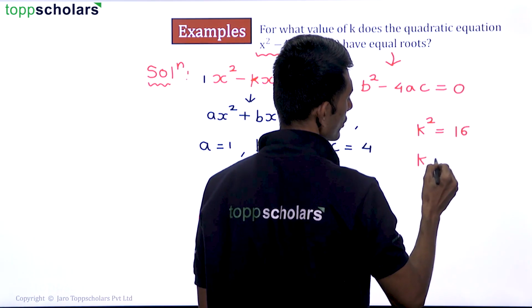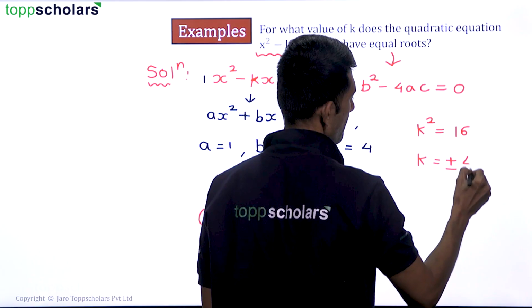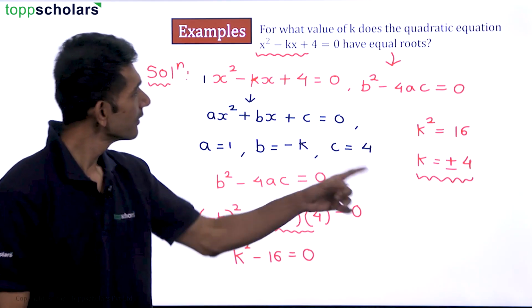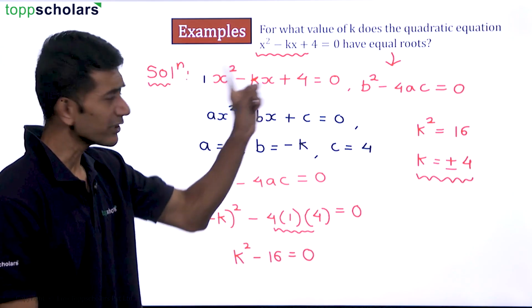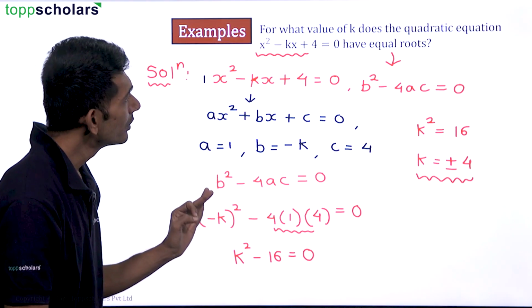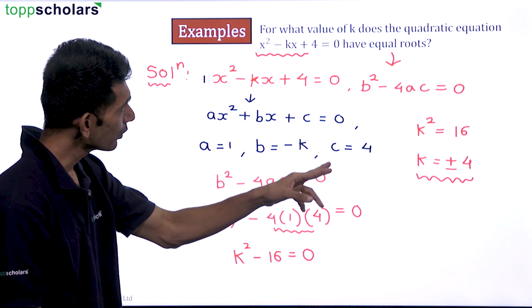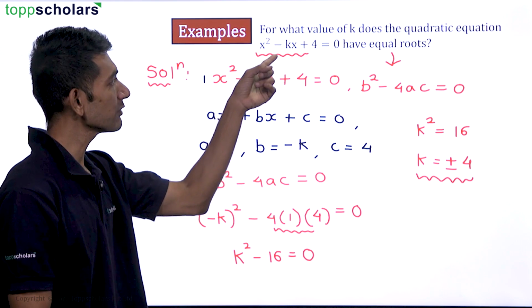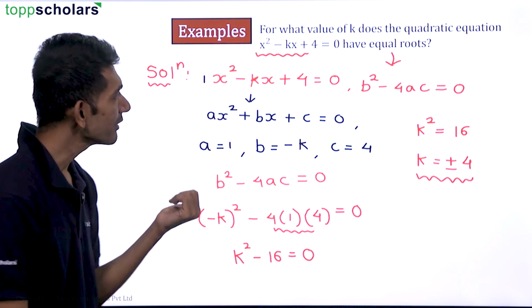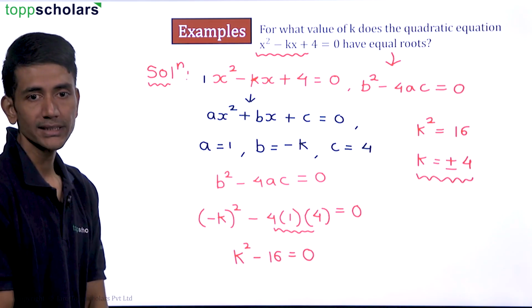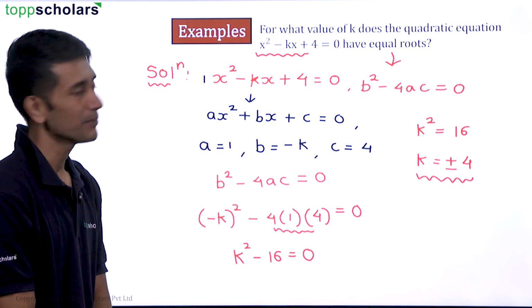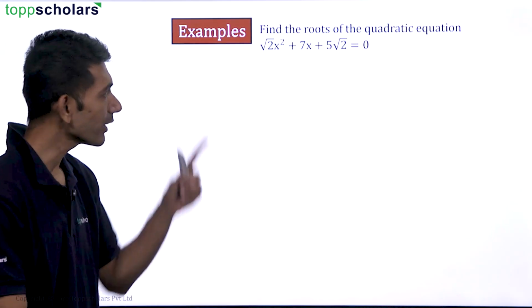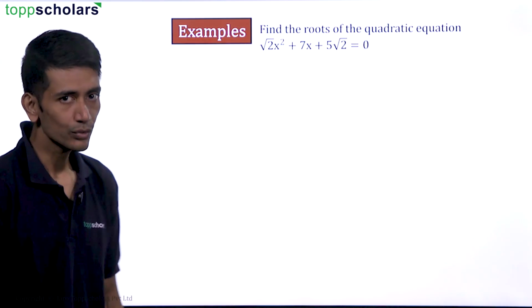So k will be equal to how much? Plus or minus 4. So we can say that the value of k, that is plus or minus 4, will be there if this has equal roots, right? That is x square plus 4x plus 4 is equal to 0 or x square minus 4x plus 4 is equal to 0. I hope you are understanding how to solve and find out the value of k as well, right? Such type of questions are very important where you need to find out the roots of the quadratic equation.